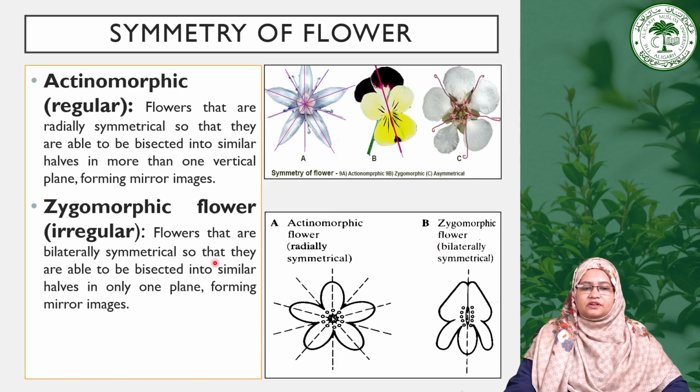And the second type of symmetry in the flower is zygomorphic, in which only one axis divides the flower into two equal parts. As we can see here, only this axis divides the flower into two equal parts, that is called zygomorphic, and this type of flower is also called irregular. Besides this, some flowers have neither zygomorphic nor actinomorphic symmetry, then it is called asymmetric. As we can see here, they do not divide into equal parts along any axis.